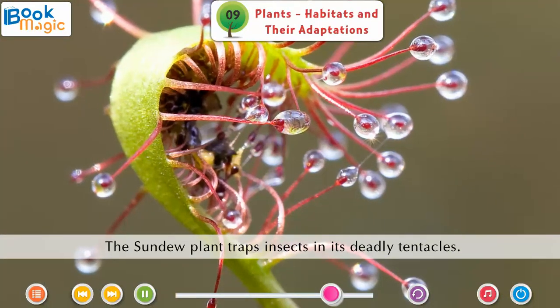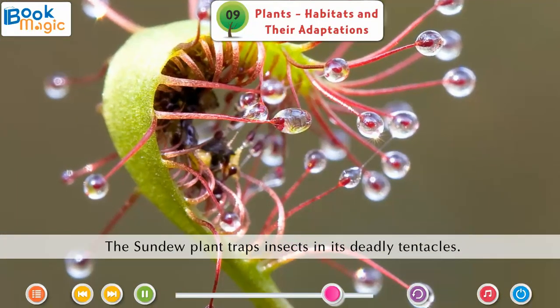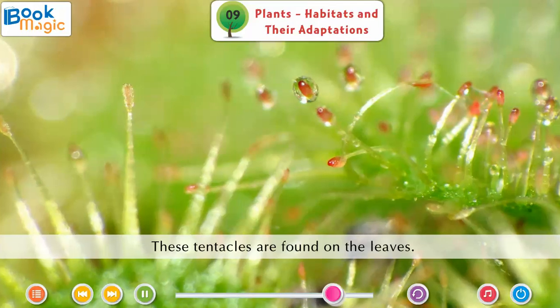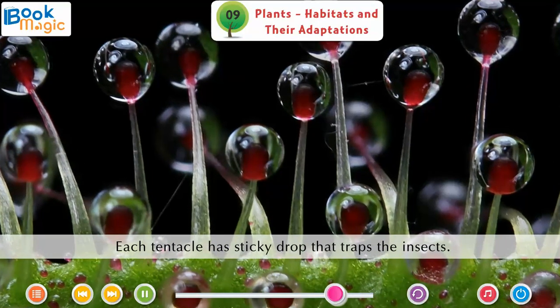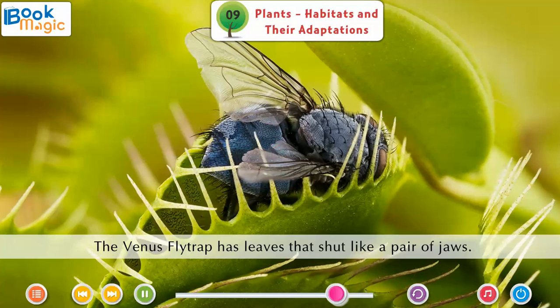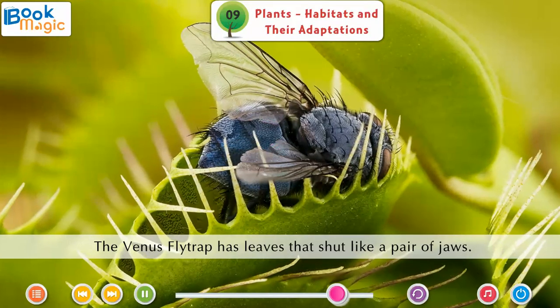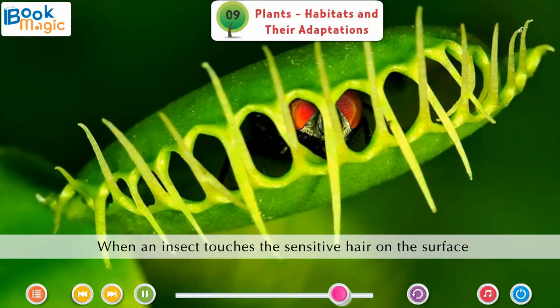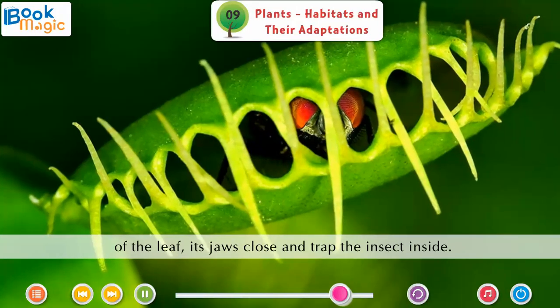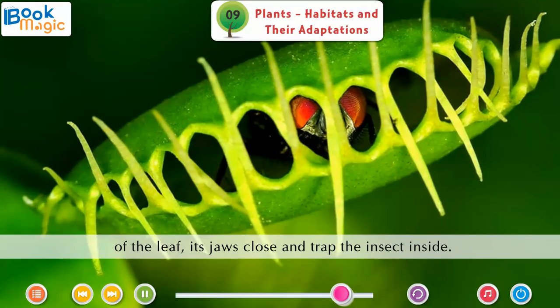The sundew plant traps insects in its deadly tentacles. These tentacles are found on the leaves. Each tentacle has a sticky drop that traps the insects. The Venus flytrap has leaves that shut like a pair of jaws. When an insect touches the sensitive hair on the surface of the leaf, its jaws close and trap the insect inside.